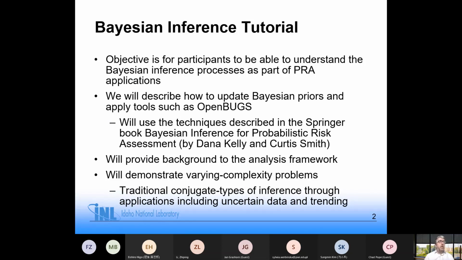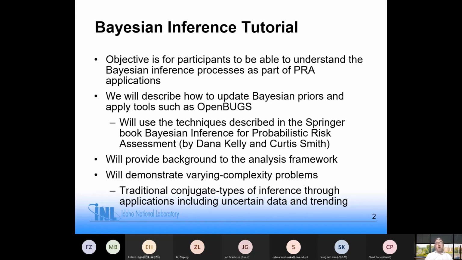As mentioned, we're going to go over Bayesian inference. What we want to do is look at how Bayesian inference is used in PRA and what it actually means to say we're going to use a Bayesian method and the implications of that framework. And so we'll be able to look at updating our information. And we'll talk about things such as Bayesian priors.